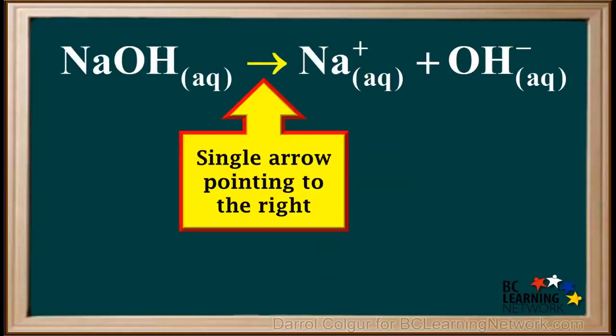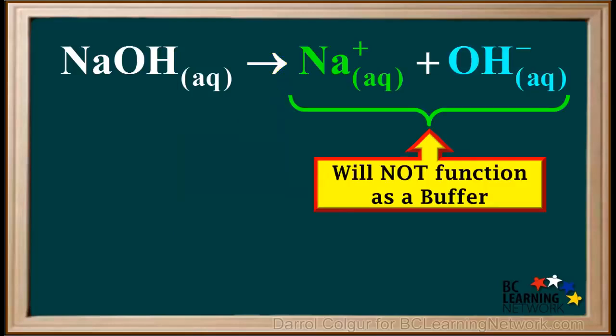The single arrow pointing to the right indicates that this reaction will only move forward. The reverse reaction cannot occur. Na+ ions do not react with OH- ions. A buffer solution has to be able to neutralize both acids and bases. What we have remaining after dissociation can neutralize acids but not bases. Therefore, it will not function as a buffer solution.